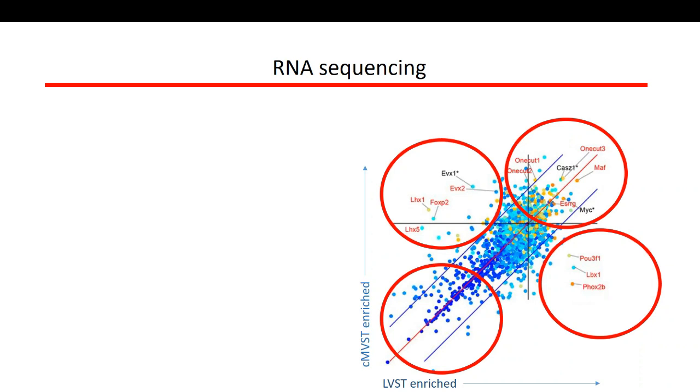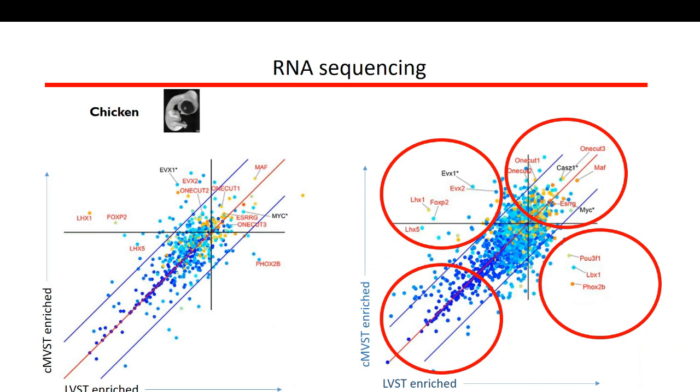When I compared this with the chicken data, it was clear that expression patterns were highly similar. For example, FOX2B was the most specific LVST TF, and LHX1 was the most specific CMST TF, and MAF was highly specific for all vestibulospinal neurons, in similar patterns across the mouse and chicken.